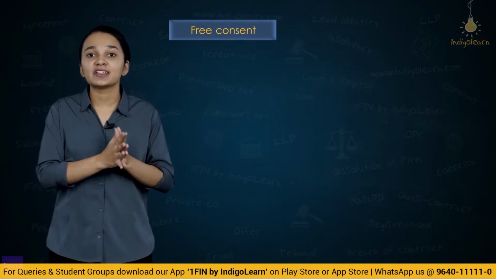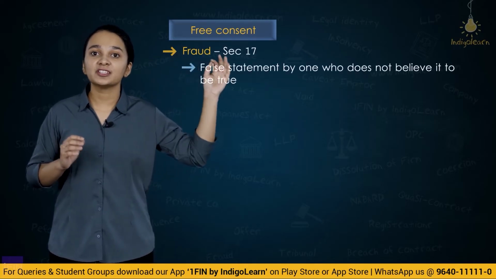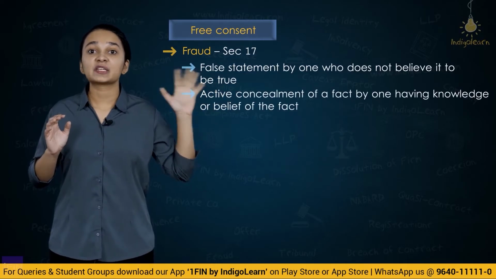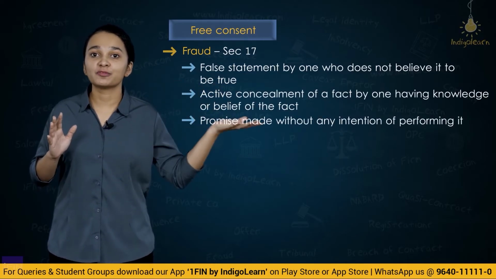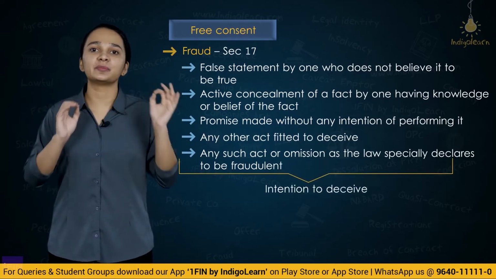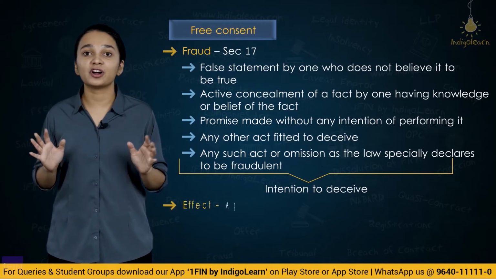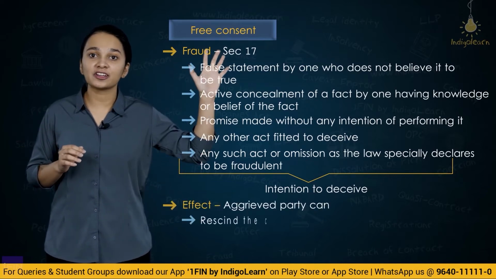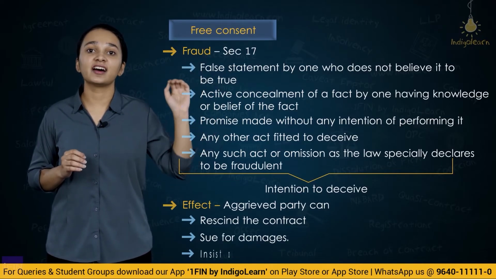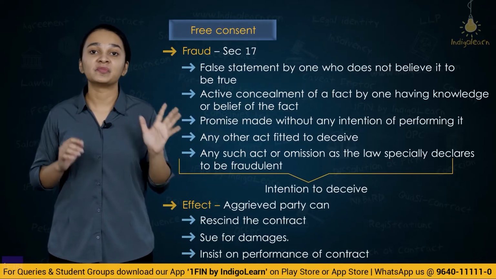After this, in section 17, we have understood what is fraud. So, a false statement made by a person who knows about its falsity, active concealment of facts, making a promise without intention of performing, or any other act which is done with an intention to deceive the other person will amount to fraud. What will be the effect of fraud? The aggrieved party can either rescind the contract, sue the other party for damages, or ask the other party to perform whatever he had promised to perform.